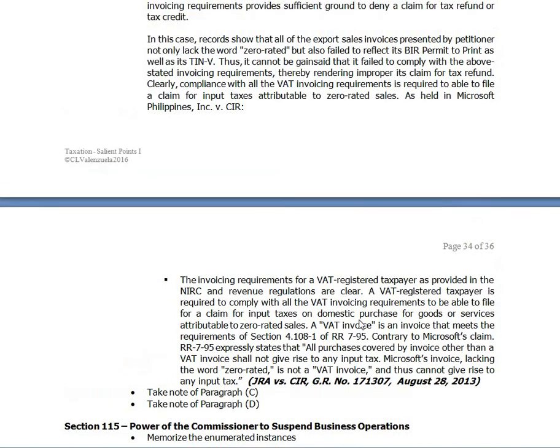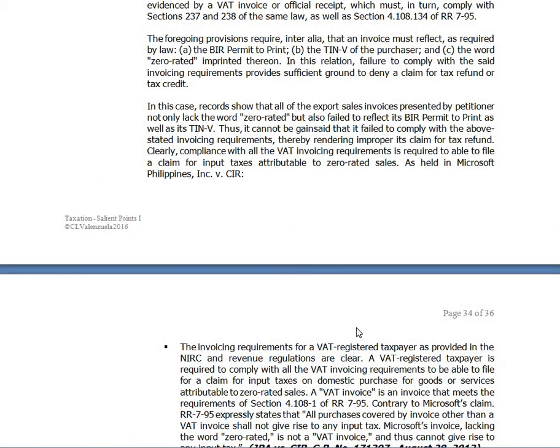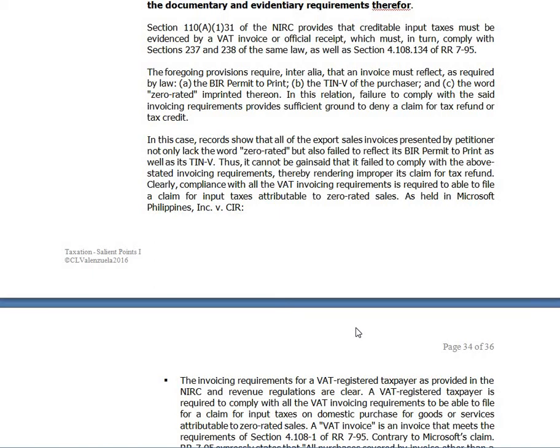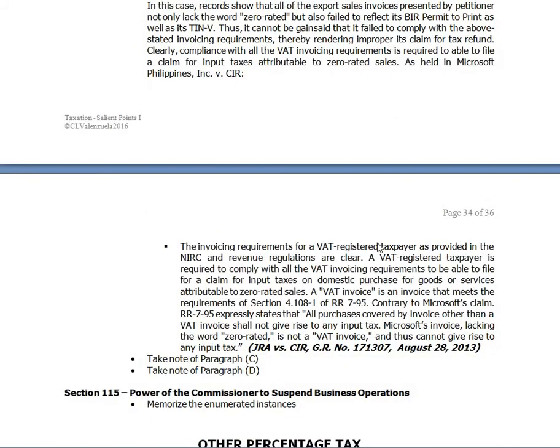Just remember that. So if you are a VAT registered person, and you have a zero rated transaction once in a while, you should put the phrase there, zero rated. Otherwise, it would be subjected to 12%. Now, if you have transactions which are purely zero rated, then you can put that in your invoice. You just read section 110, this one, and in 237 and 238. And yeah, that's about it.